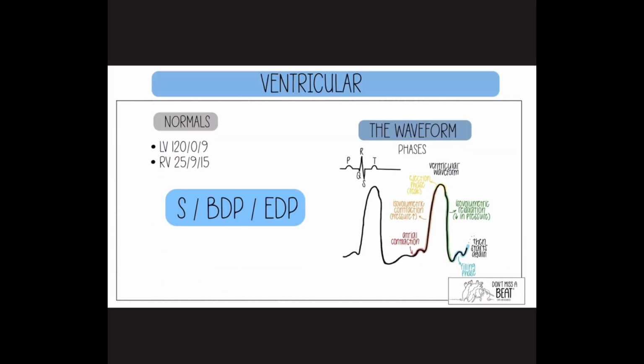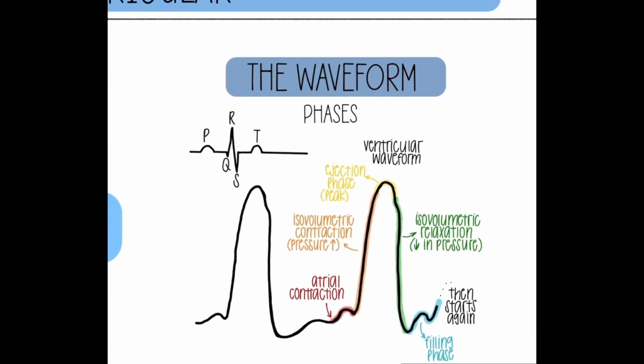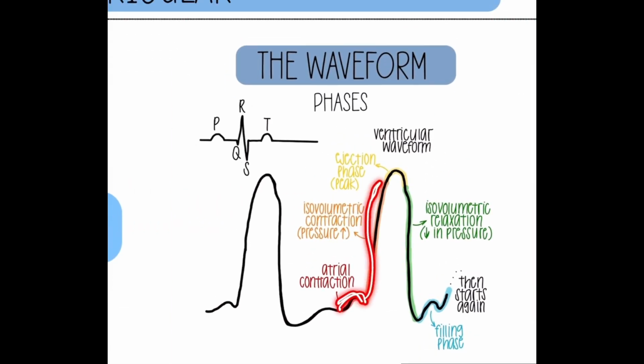Next, we have ventricular pressures. Same idea, one waveform, two chambers. So you have the left ventricle and the right ventricle. Normal LV pressure, remember there's ranges for all of this, 120/0-9, RV 25/9-15. But what do those numbers mean? So the first one is systole, then you have BDP, which is beginning diastolic pressure, EDP, which is end diastolic pressure, and you definitely have more phases in this waveform because you have atrial contraction, isovolumetric contraction, and then you have ejection and isovolumetric relaxation, and then you have that filling phase.